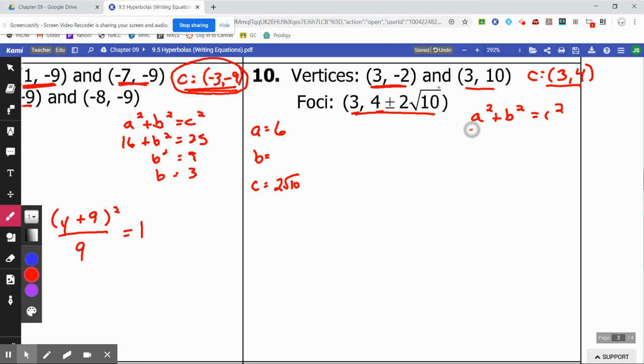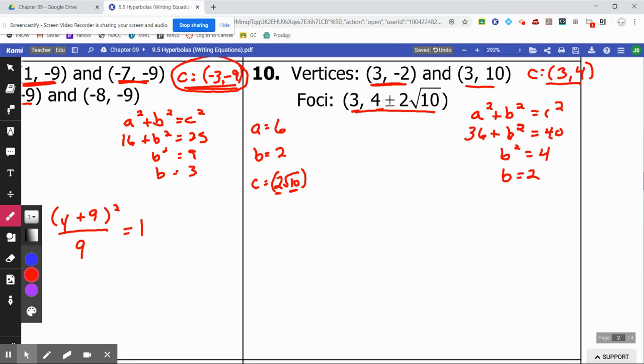Let's plug it in. A squared is 36 plus b squared is equal to c squared. A reminder, to square a c, we're going to square 2. We're going to square a square root. Square 2 gives you 4. When you square the square root of 10, it gives you 10. So that's 4 times 10, which would be 40. Let's subtract our 36, gives us b squared is 4, so therefore b would have to be 2.